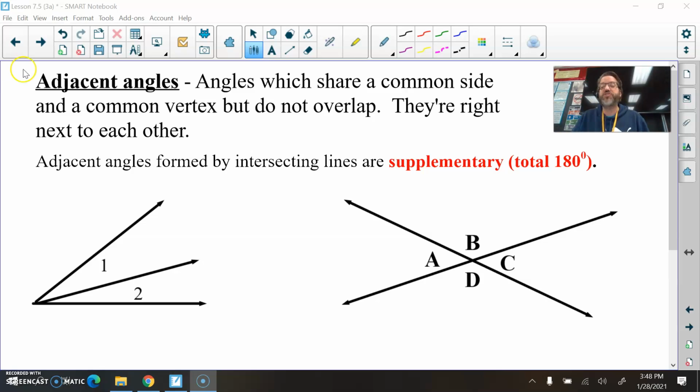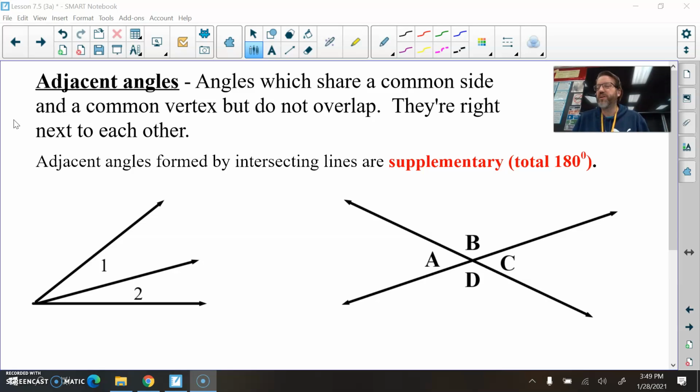We were talking about adjacent angles. We talked about vertical angles in the last video, and we started talking about adjacent angles as well. And I'll review both of these for you in this video. And I'll keep this video short too. Don't worry, I'm not going to hold you very long here.